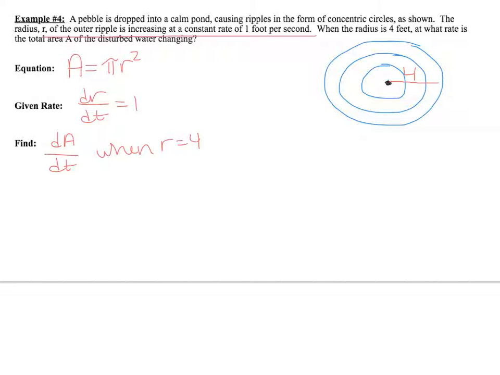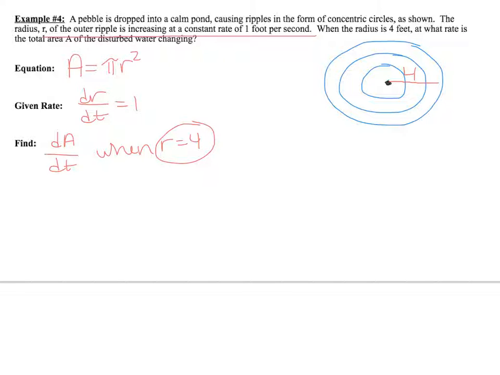So as I look back at my equation that relates my variables, I only have two variables: A and r. I know dr/dt, and I'm looking for dA/dt. And I do know that when I take the derivative of r squared, I'm going to be left with a variable r. So it's imperative that I also know that r equals 4 will be substituted in. That should allow me to solve for dA/dt.